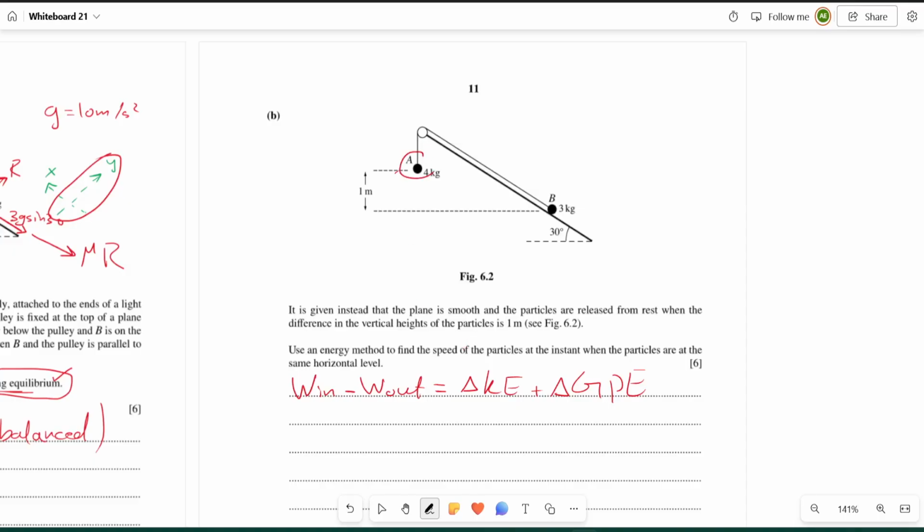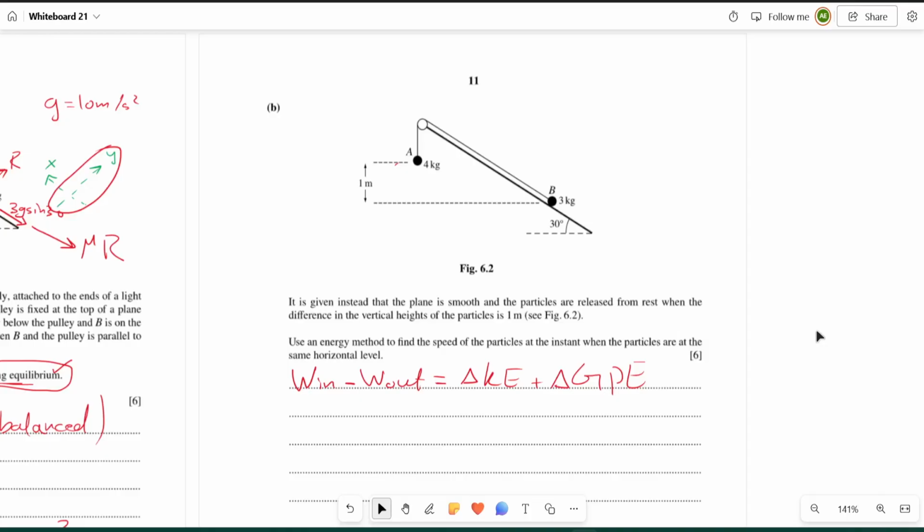You can choose A alone as your system, so you're going to do everything for A: the change in kinetic energy for A and change in gravitational potential energy for A alone. Then you can choose B as your system, so you do another equation, everything for B. Or there is a smarter, better way: choose both particles as one single system, and I'll show you how to do that in this question. This is a very, very important idea.